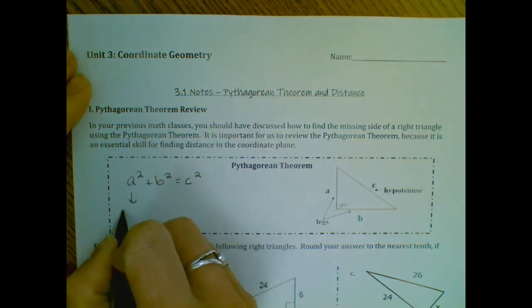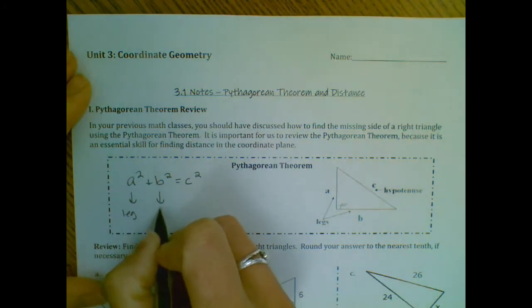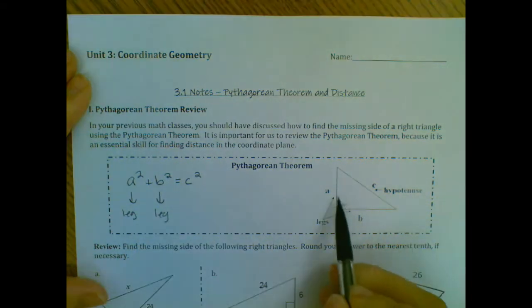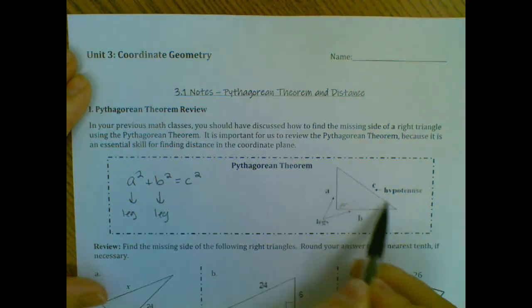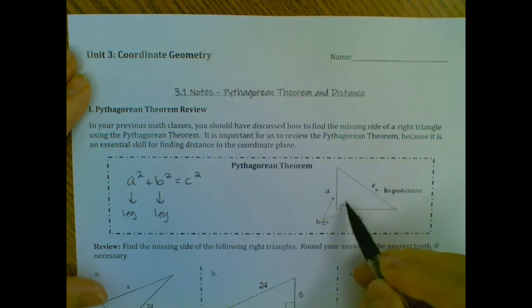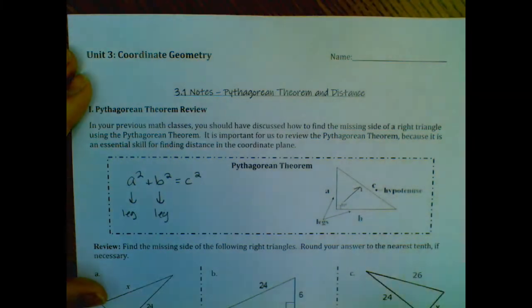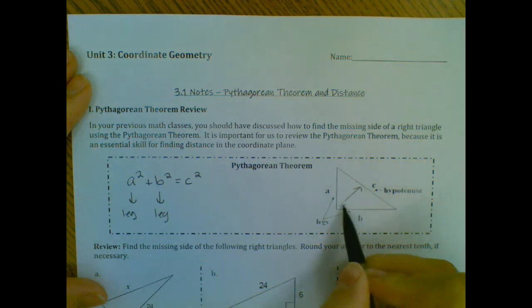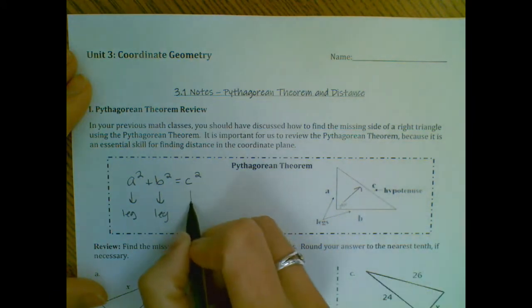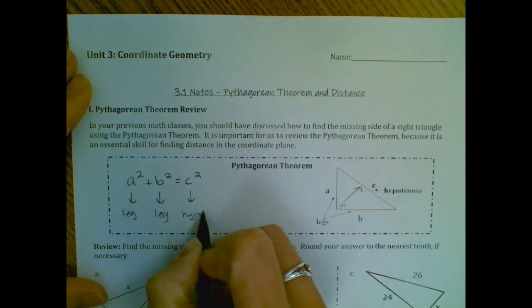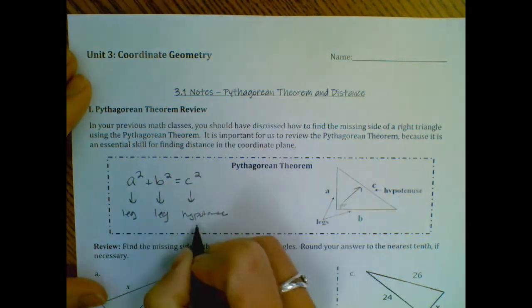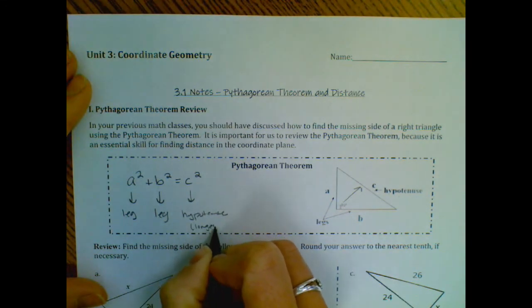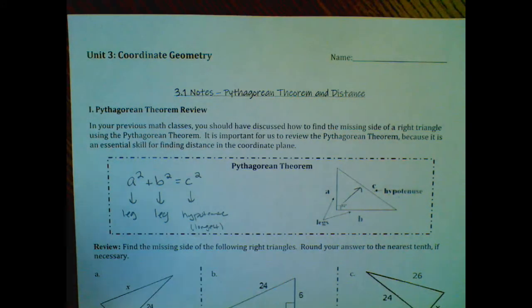So a is a leg and b is a leg. And what that means is that those are the two sides that aren't the slanted side. So we always will have a 90-degree angle, and the side c, the hypotenuse, is always across from the 90-degree angle. So this is the hypotenuse over here. And this will always be the longest side. So you can note by that as well. The hypotenuse is always the longest side.